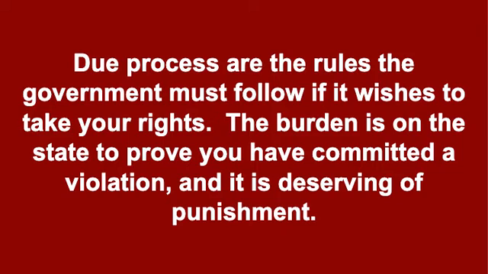So, all of these cases, all of these amendments have to do with due process. And the important thing to remember about due process is these are the rules the government has to follow to take away your rights. If they don't follow these rules, then they are a tyrannical government. The burden is on the state to prove that you have committed a violation and it is deserving of punishment. And if they cannot prove that, then your life, your liberty, and your property must remain intact.